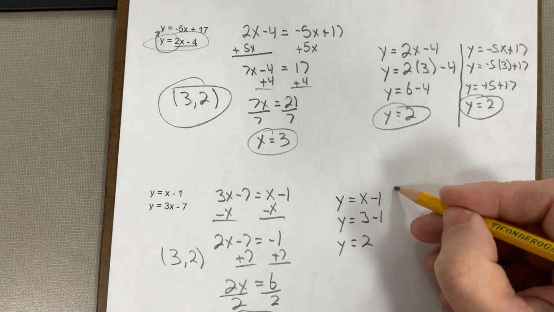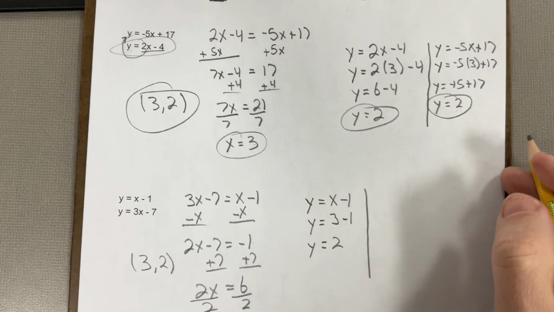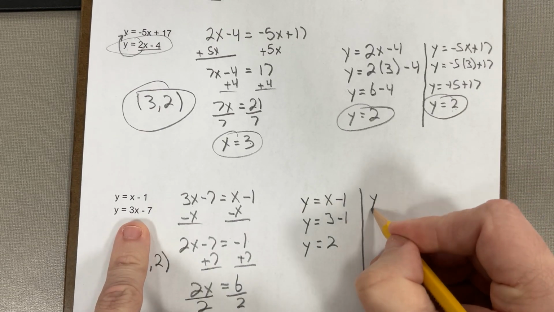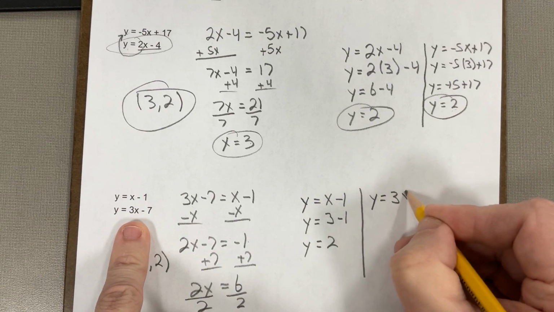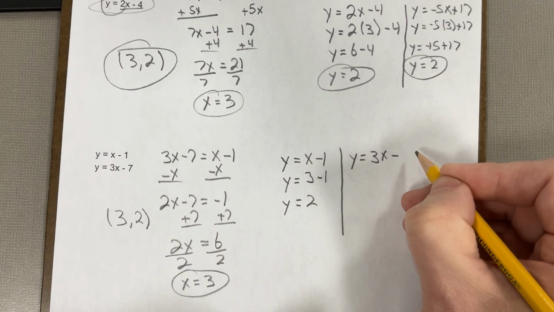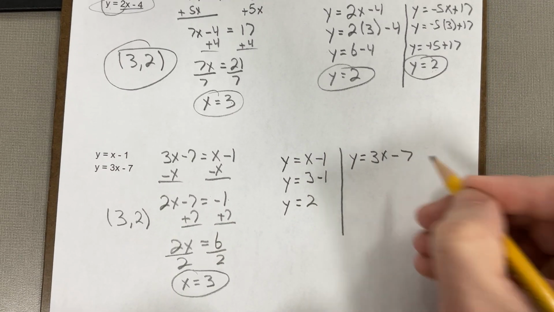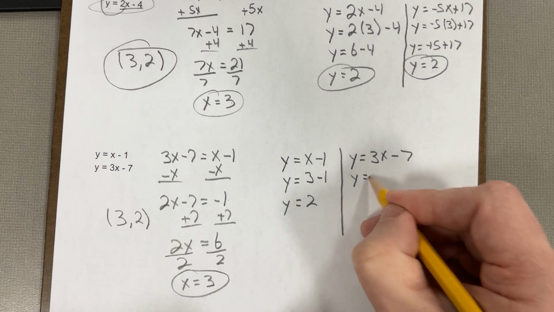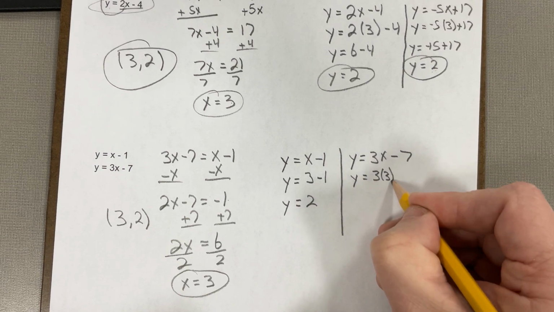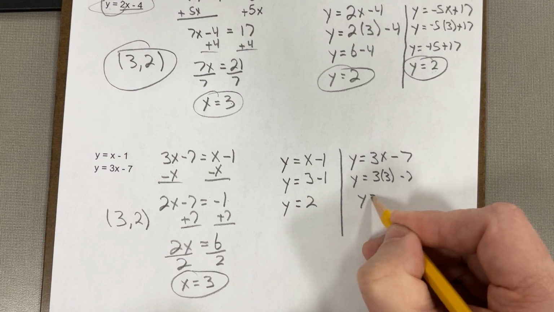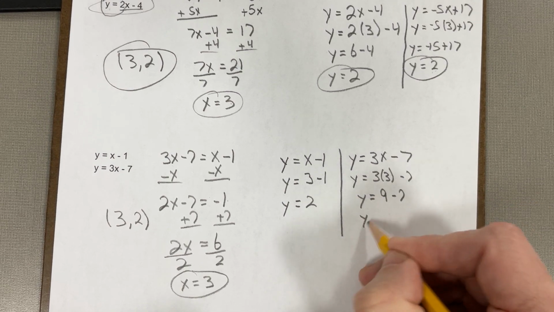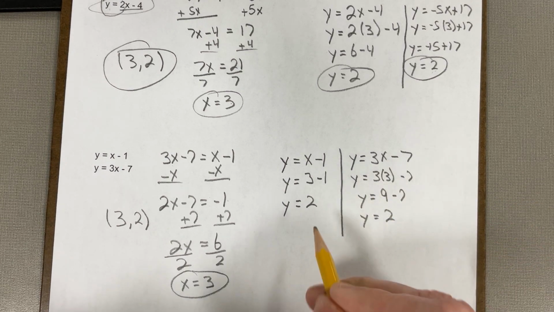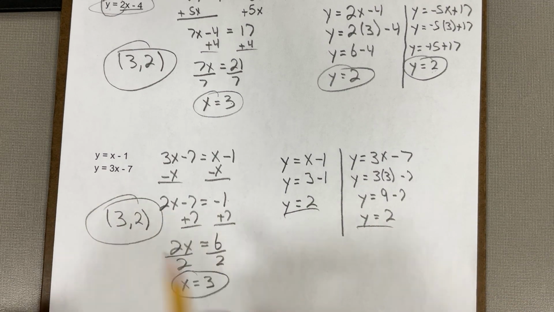Could they both be (3, 2)? Let's double check. So I'm going to plug it in the other one just to double check. 3x minus 7. 3 times 3 minus 7. 3 times 3 is 9. 9 minus 7 does equal 2. So there is my answer to that system of equations.